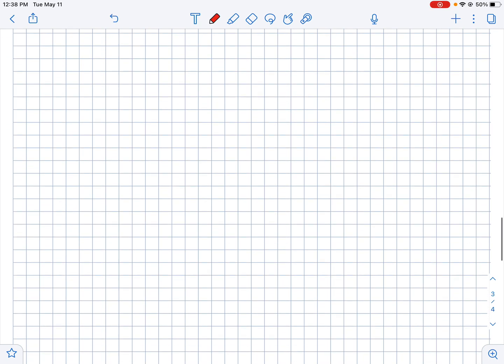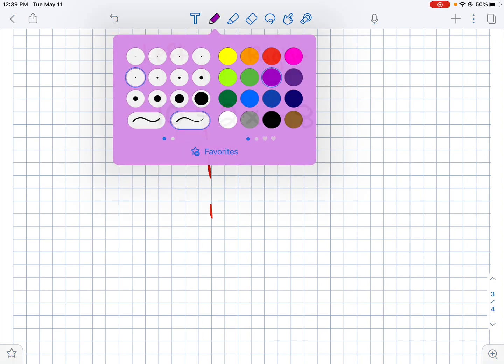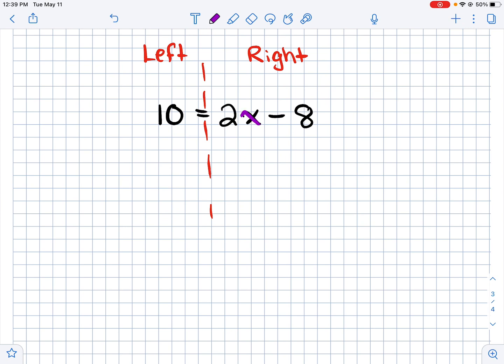Let's try another one. Okay, let's say we have, let's try a bit of a weird one. Let's say we have 10 equals 2x minus 8. So I just wanted to do this because it doesn't really matter what side things are on. So here we have x on the right side. That's fine. X can stay there. We just want to get rid of the 2 and the minus 8.